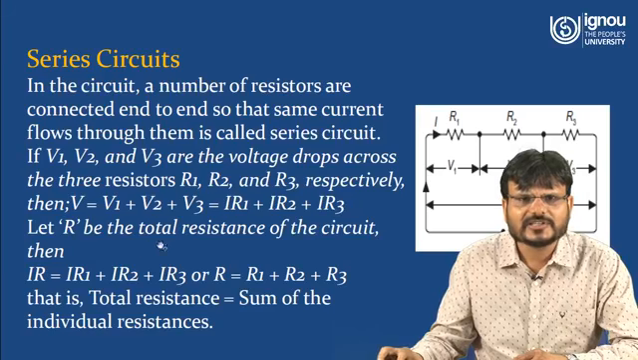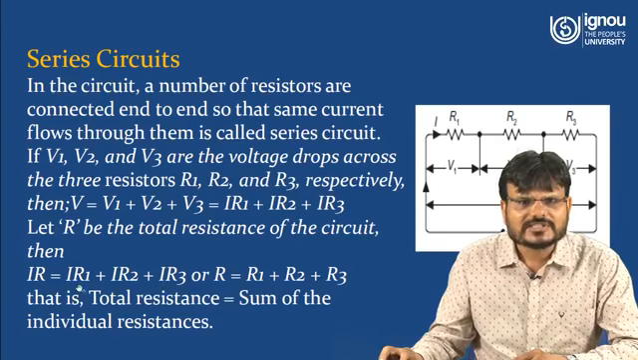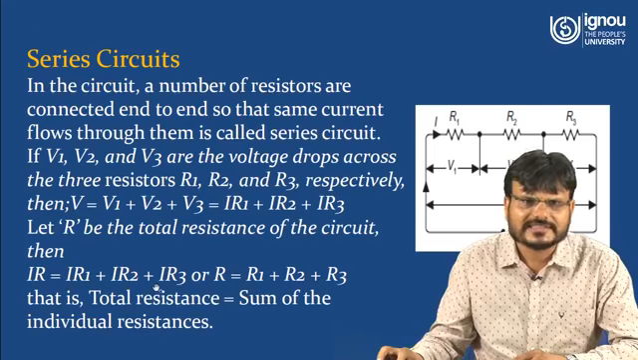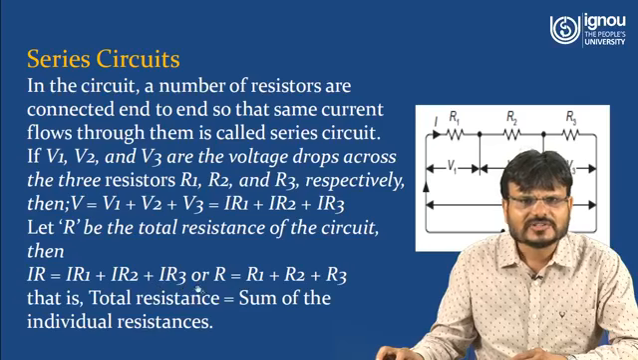Let R be the total resistance of the circuit. So what will be the voltage across this equivalent resistance of R1, R2, R3, which is denoted by R? It can be written V is equal to I into R. So IR is equal to what? IR1 plus IR2 plus IR3. Here you can see the I terms are common on the left hand side and the right hand side, so they can be cancelled out. So what will be the resistance R? R equal to R1 plus R2 plus R3.